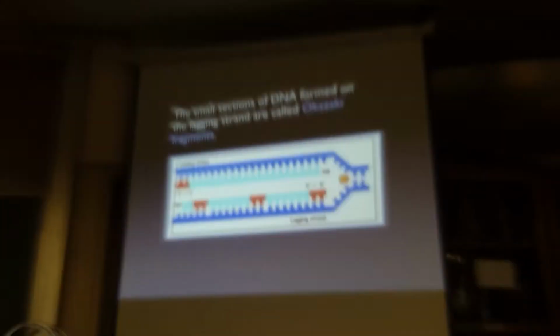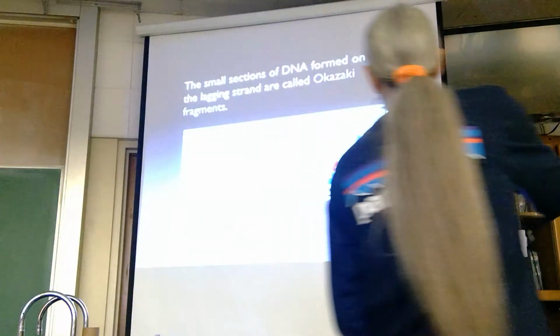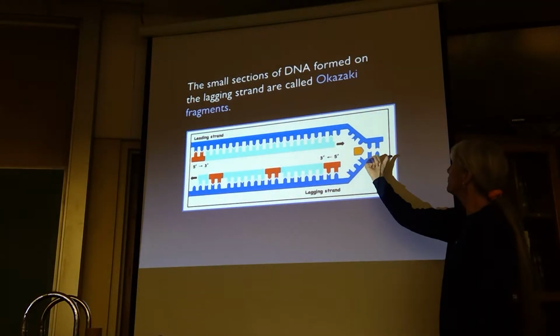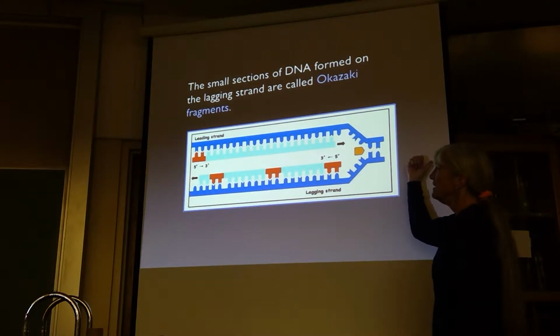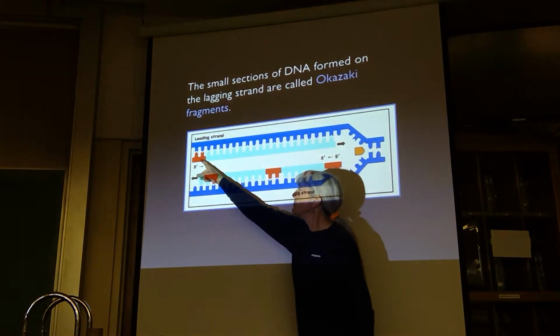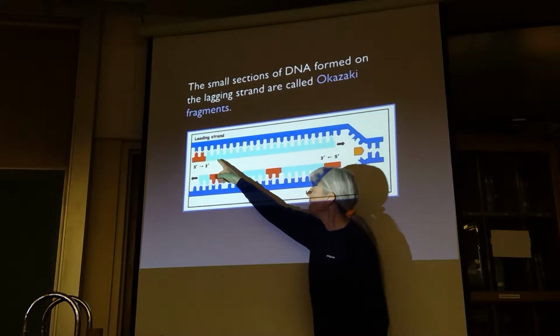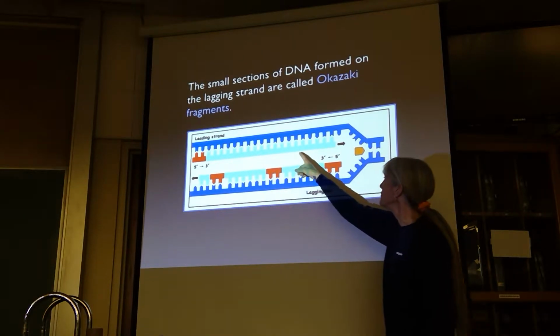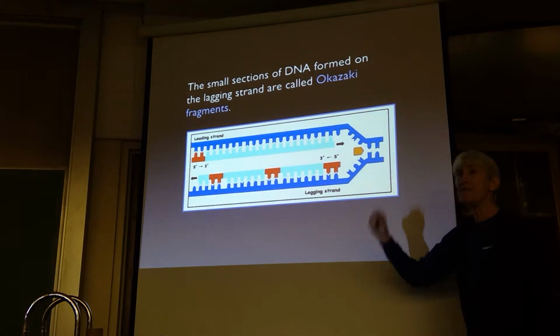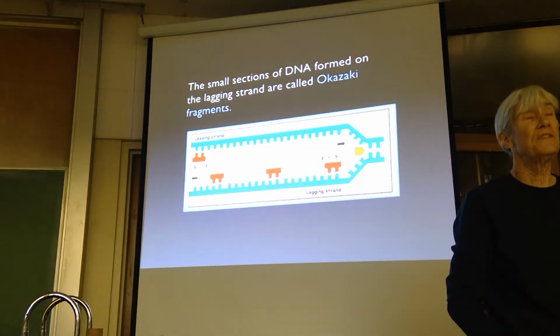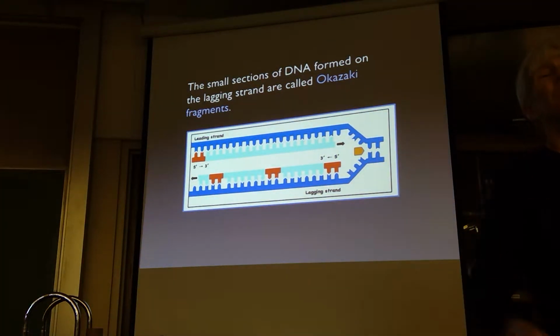So when we're looking at this particular replication fork, which is moving this direction, this strand is being built. This is the primer, and then we're adding nucleotides, building in this direction. So that's the leading strand. It's built as a continuous sequence.